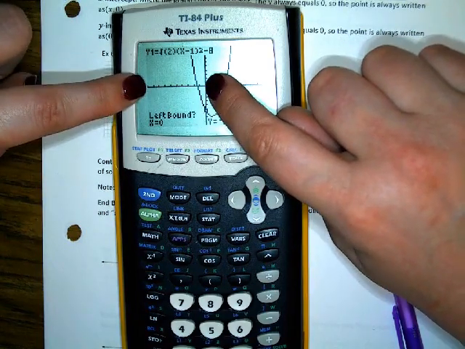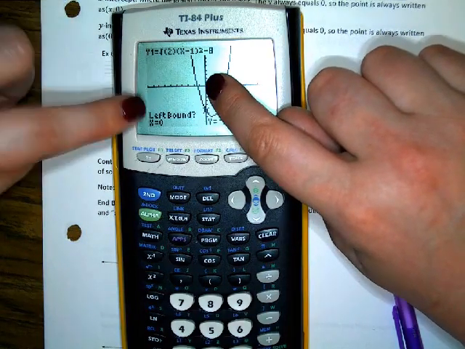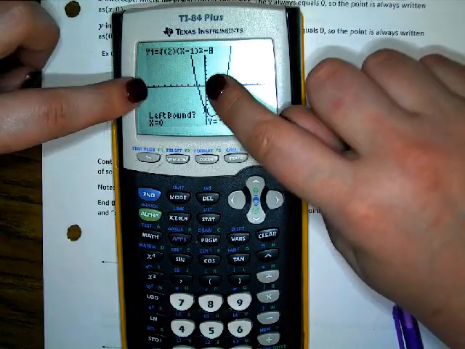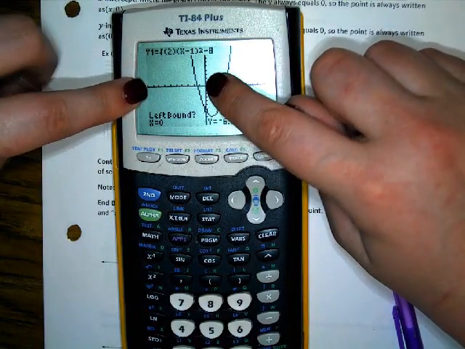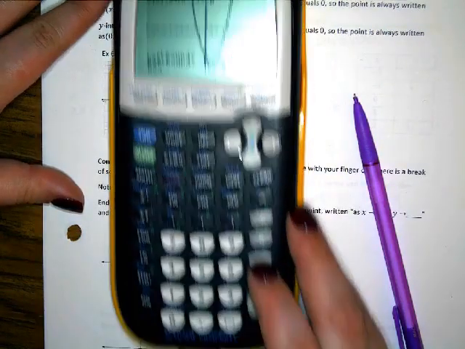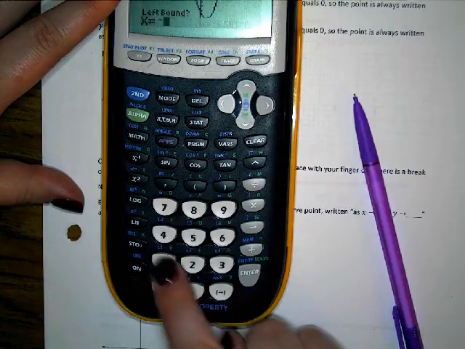So for left bound, I'm going to start typing -10. So -10, and when I typed it, it showed up there for left bound. Now, when I press enter, it's going to ask me, okay, what's to the right of the answer? So now I'm going to press 0.